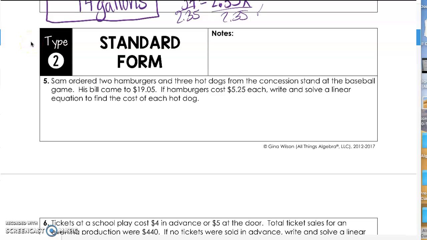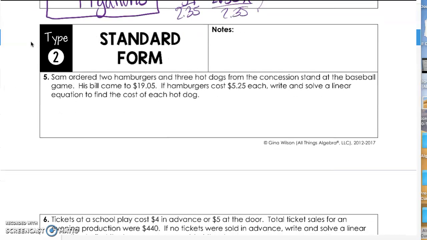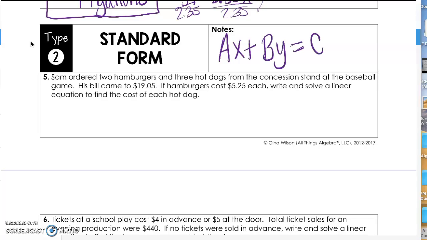This video will cover problems 5 through 8 on 4-24 and 4-25. So now we are going to look at story problems that will be in standard form. Standard form is when we have ax plus by is equal to c. So you will be finding an a and a b and a c from your problems. You're going to be looking for three numbers. We use these when we're comparing or talking about two different quantities.